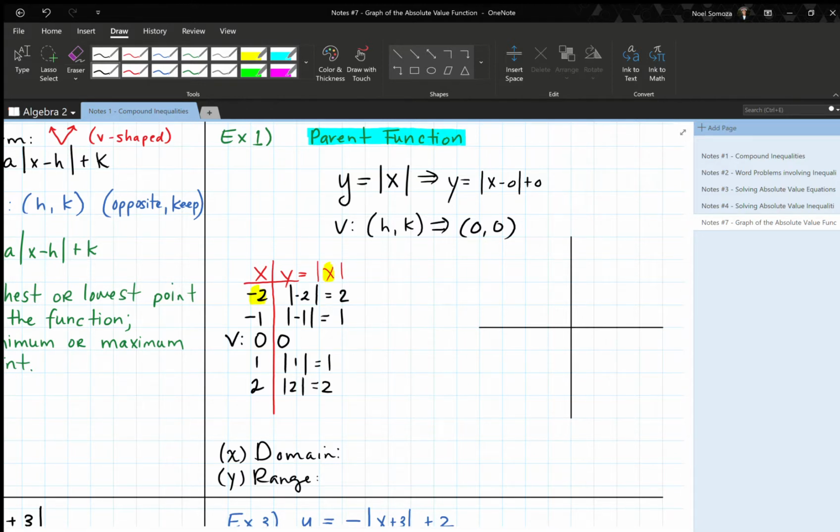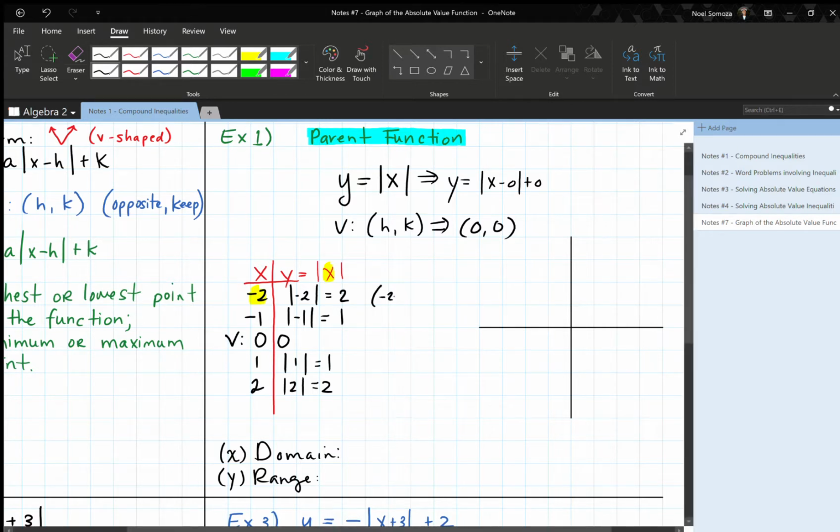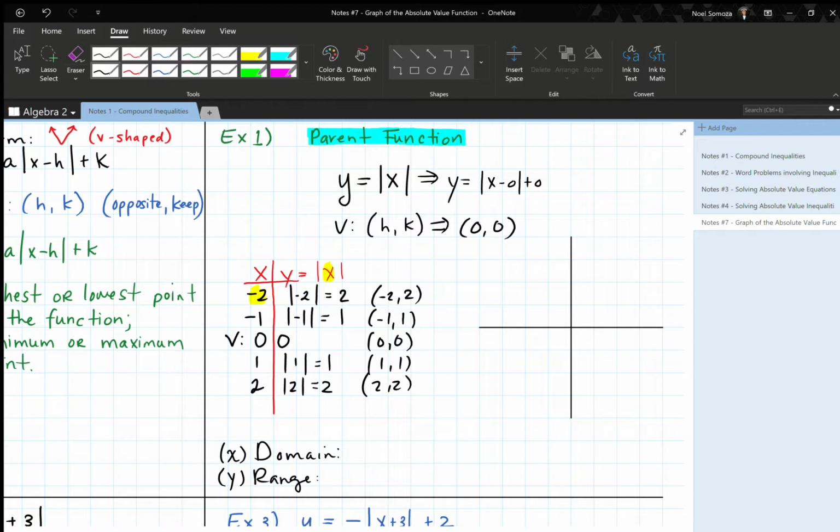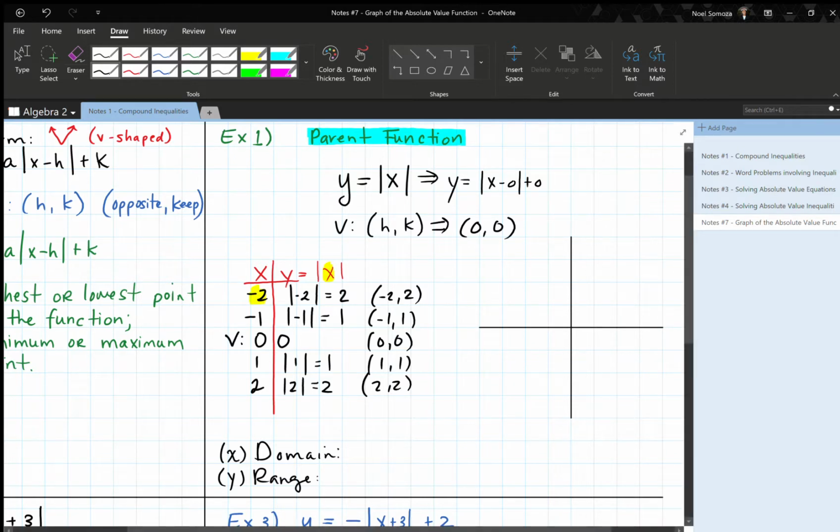So now create a list of coordinate points: -2, 2; -1, 1; 0, 0; 1, 1; and 2, 2. Okay. I like to write them out side by side real quick. That way I don't accidentally confuse, like, I might accidentally confuse this to be my y. I just like to take this x value and my y value, create the pair. Okay. All right. So from there, first point that you're going to plot is the vertex.